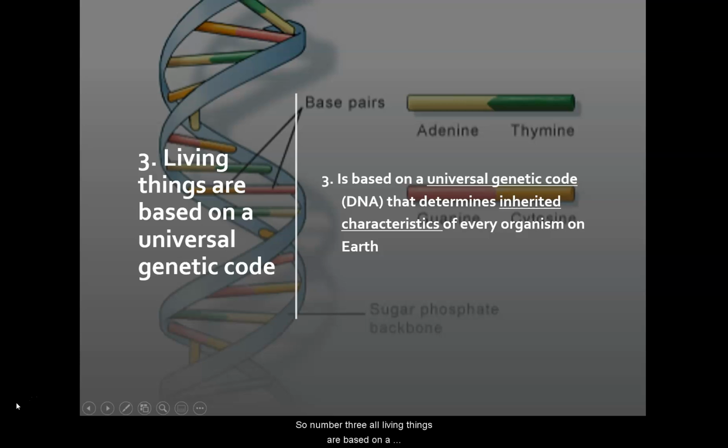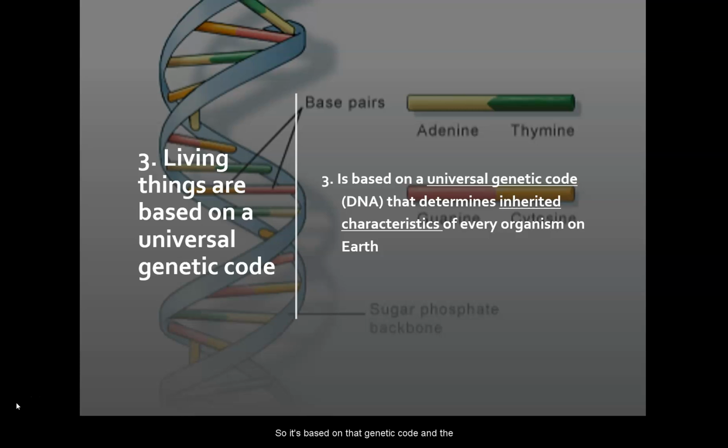So number 3, all living things are based on a universal genetic code. Our universal genetic code is simply our DNA, or deoxyribonucleic acid. So we all think that a tree or a fish or a bird or a person have different kinds of DNA, when in fact we all have the same DNA, just the order in which the DNA is in each of us is different, and that's what makes all living organisms different.